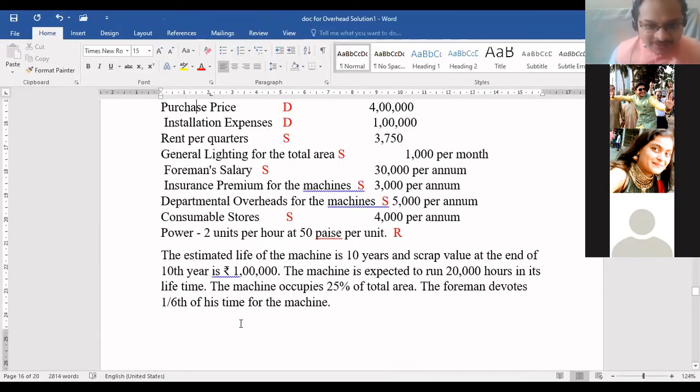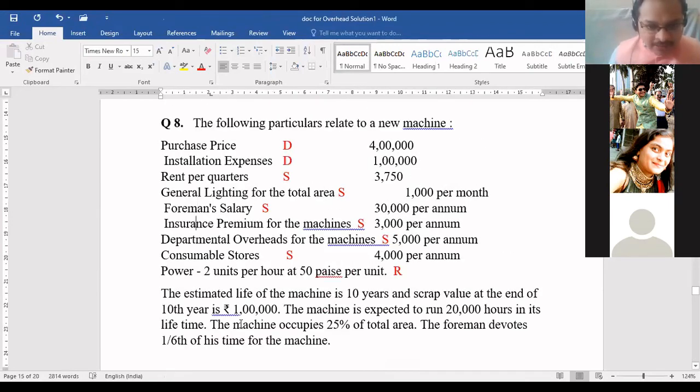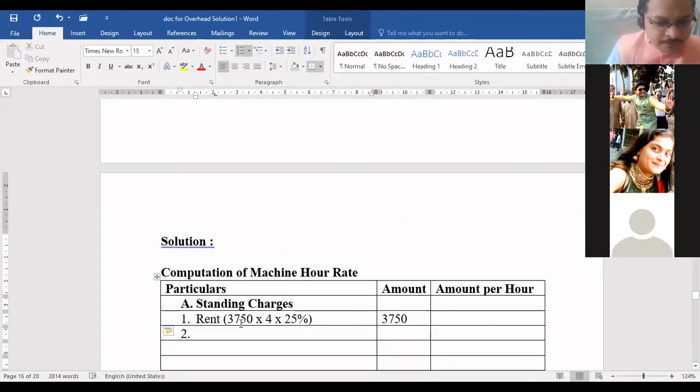So next one is general lighting. Come on, tell me the value.